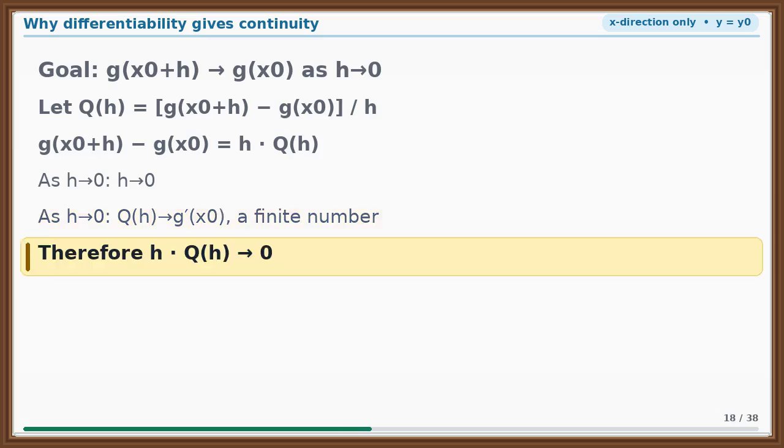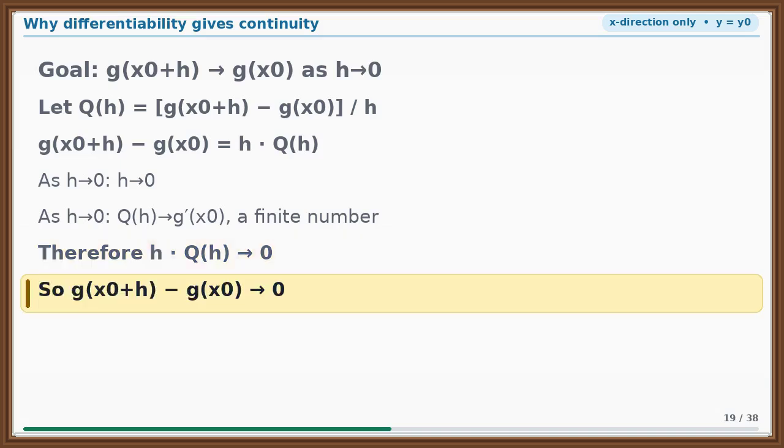A quantity approaching 0 times a quantity approaching a finite number approaches 0. Therefore, h times q of h approaches 0. This is the precise reason the change in the slice must vanish. Using the identity, we conclude that g of x0 plus h minus g of x0 approaches 0. Nearby values on the slice must become arbitrarily close to the central value.